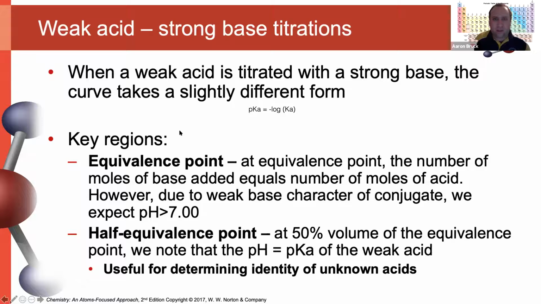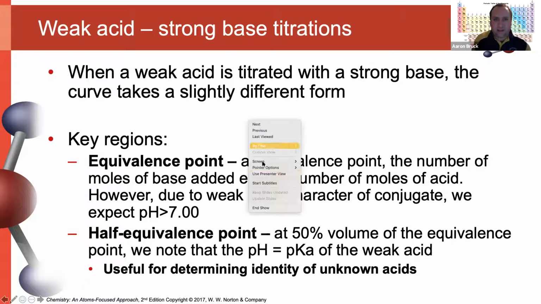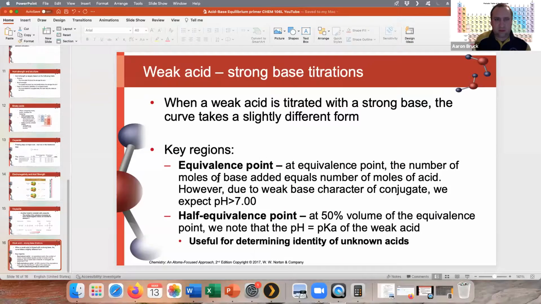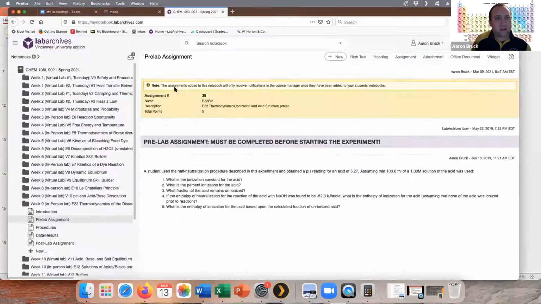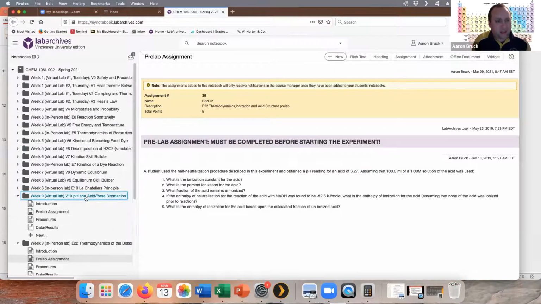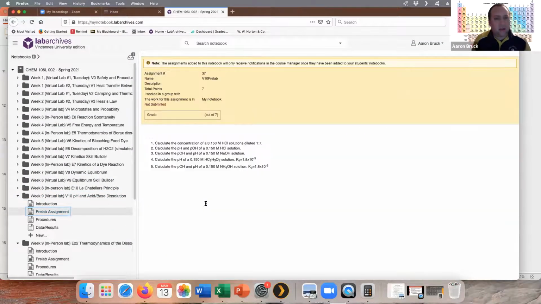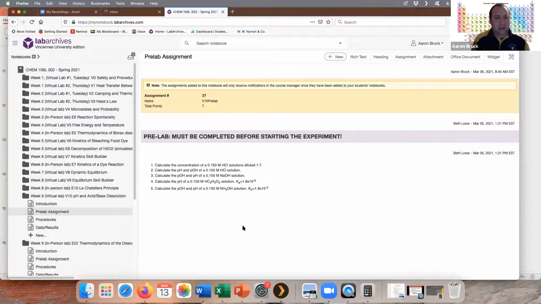Let's now go into LabArchives and look at the experiments themselves and the pre-labs that you need to do. So we're going to open up LabArchives here. Let's look first at the simulation. And you can see that in the simulation for the pre-lab, you're going to be doing a lot of the kinds of things that we just talked about in that little PowerPoint show.